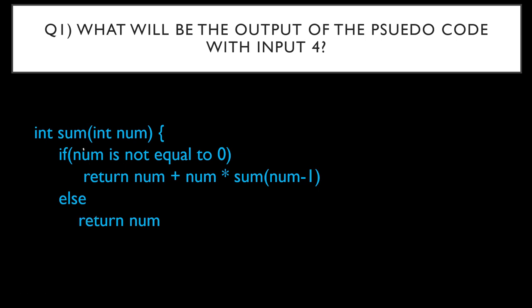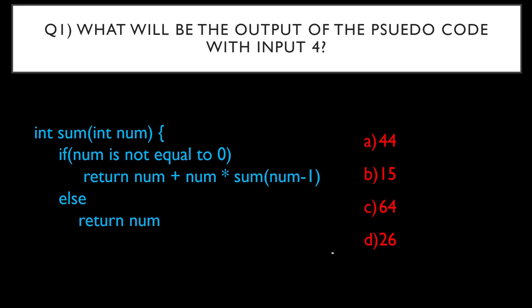So int sum is a function which takes int num. So if num is not equal to 0, return num plus num into sum of num minus 1, else return num. So this is the recursive function that we have been given in pseudocode format. The output will be option A 44, option B 15, option C 64, and option D 26.